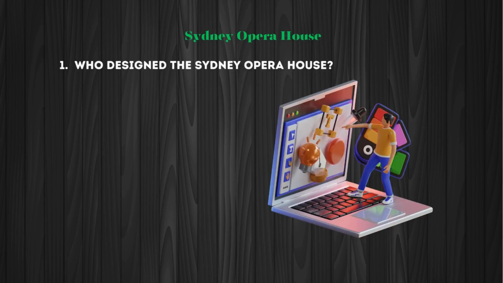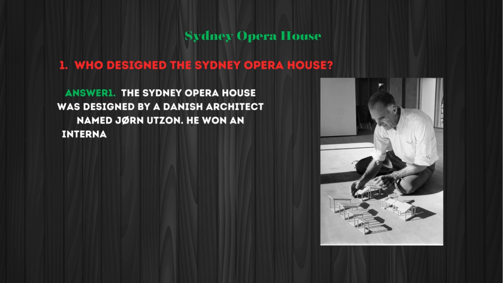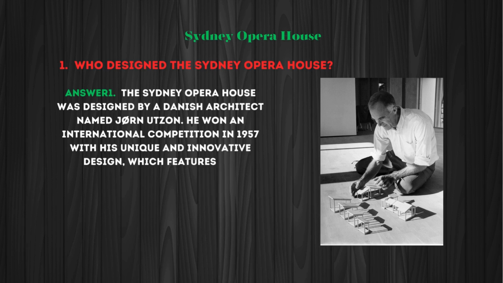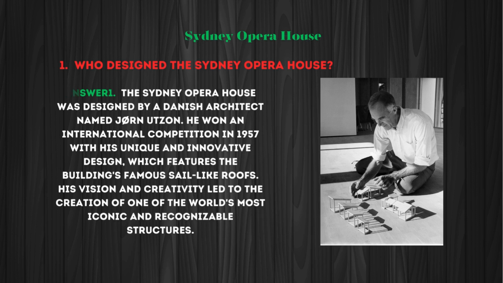Who designed the Sydney Opera House? The Sydney Opera House was designed by a Danish architect named Jørn Utzon. He won an international competition in 1957 with his unique and innovative design, which features the building's famous sail-like roofs. His vision and creativity led to the creation of one of the world's most iconic and recognizable structures.